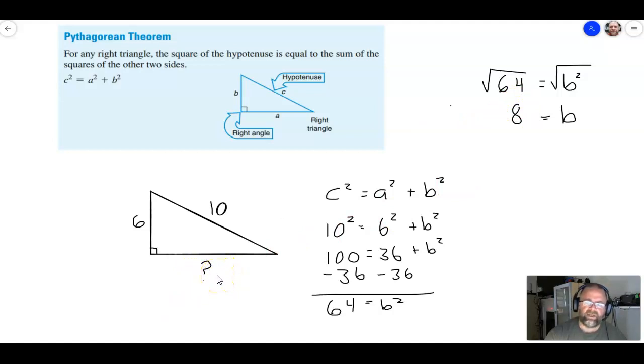And that's pretty much how we solve them. Now, if we were solving for the hypotenuse, then we would leave the c squared here, and we would take the other two sides and put them in for a and b, square those out, add them together, and then take the square root of both sides. All right, let's go ahead and take a look at the next topic here.